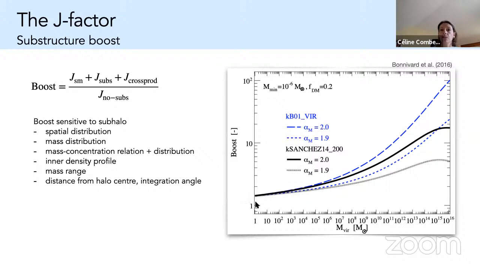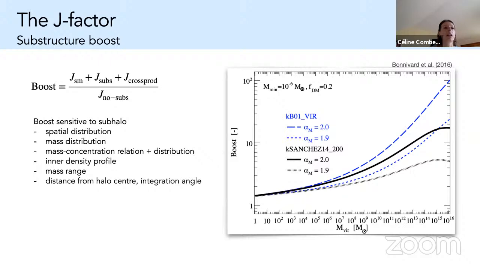And as you can see, the boost depends on the host halo mass. So the largest halo, the most massive halo, can have a boost up to a factor of 10 or 50, let's say. Whereas for low mass halos, the boost disappears when you go to lower masses.